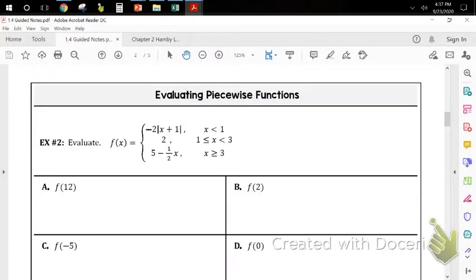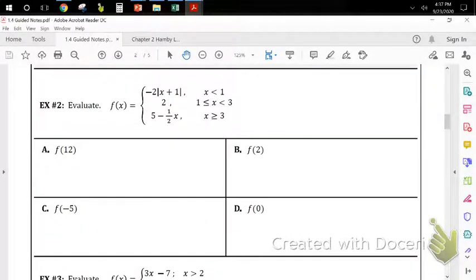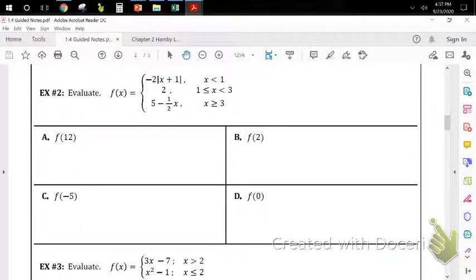All right, so evaluating piecewise functions. So here we're given this piecewise function. And notice it's got three different equations. It says we're going to use negative 2 times the absolute value of x plus 1 anytime x is less than 1. We're going to use the fact that it's equal to 2 anytime x is between 1 or 3, or if 1 is less than or equal to x less than 3. And we're going to use a third equation there, 5 minus 1 half x, anytime that x is greater than or equal to 3.